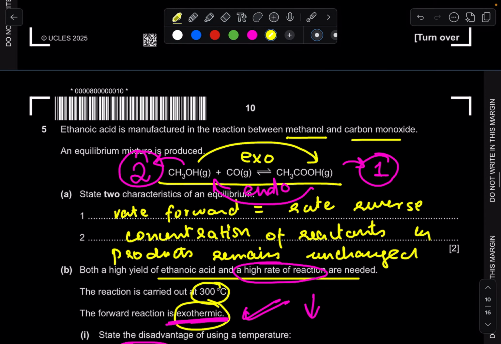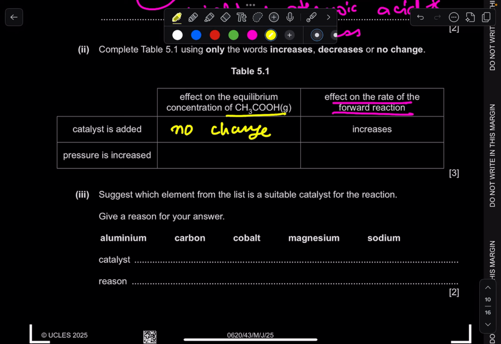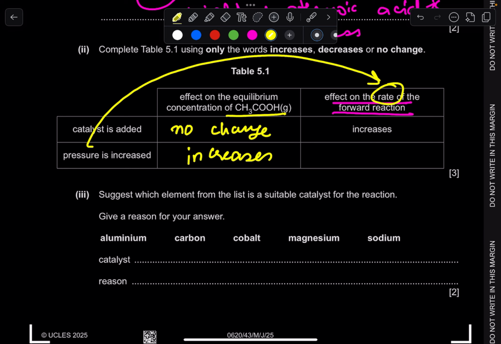Pressure is increased. So I told you, when pressure is increased, the equilibrium moves towards the side that has fewer moles. So it's going to move forward, and the equilibrium concentration increases. Effect of pressure on the rate: pressure and rate are directly proportional, so the rate is also going to increase.